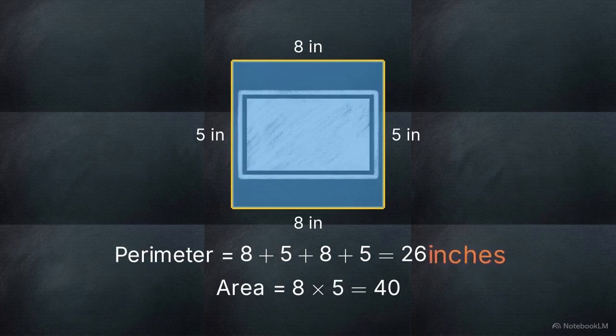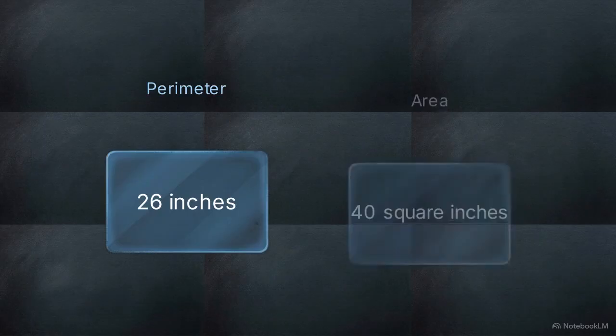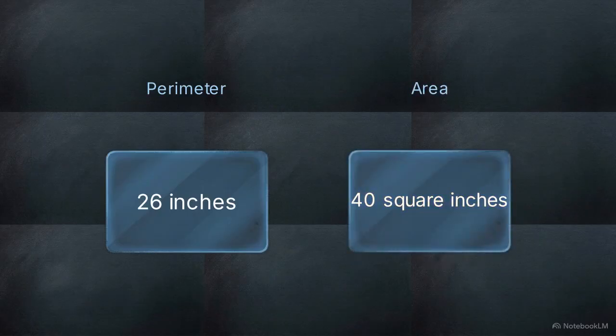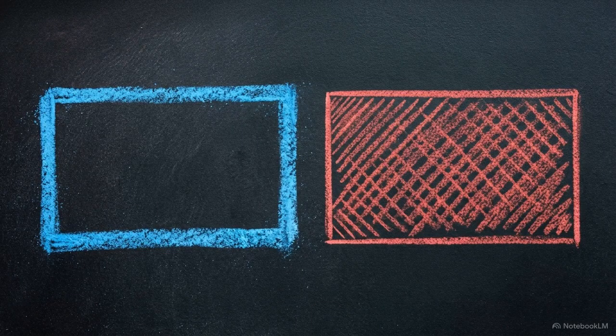Pay close attention to the units. Perimeter is measured in linear inches. Because area involves multiplying inches by inches, the result is 40 square inches. Correctly identifying whether a problem focuses on the border or the capacity prevents the foundational errors that derail most solutions.